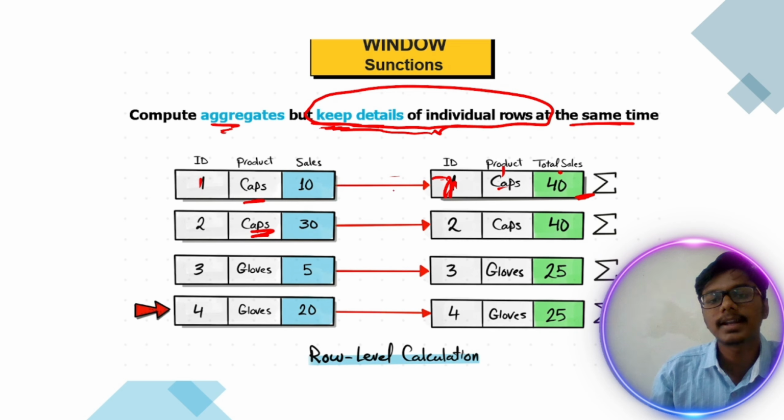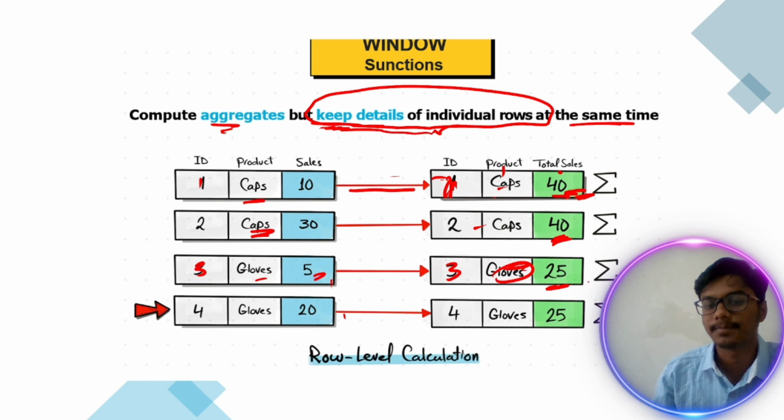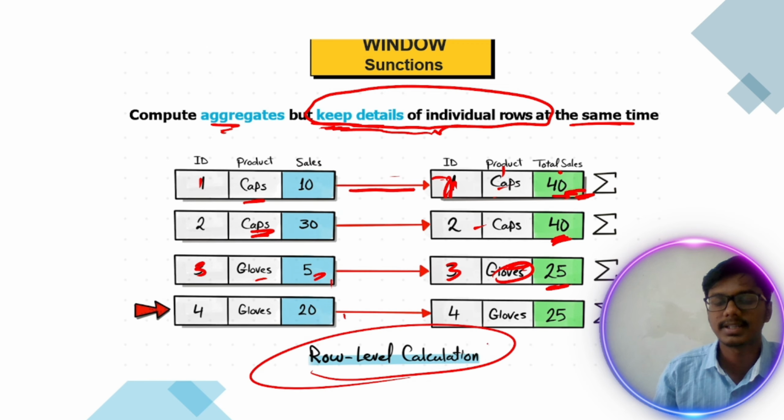If you see, we are keeping the rows, keeping the details of the individual rows at the same time. There are two caps but the sum of the sales is the same, 40, 40. Here also see the 3 gloves, there are 5 and the third ID is also 5. 20 plus 5 is 25, right? The sum of the sales is 25. We are doing the row level calculation, right? We are going to compute the aggregations but keeping the details of the individual rows at the same time. That's all about the Window function, guys.